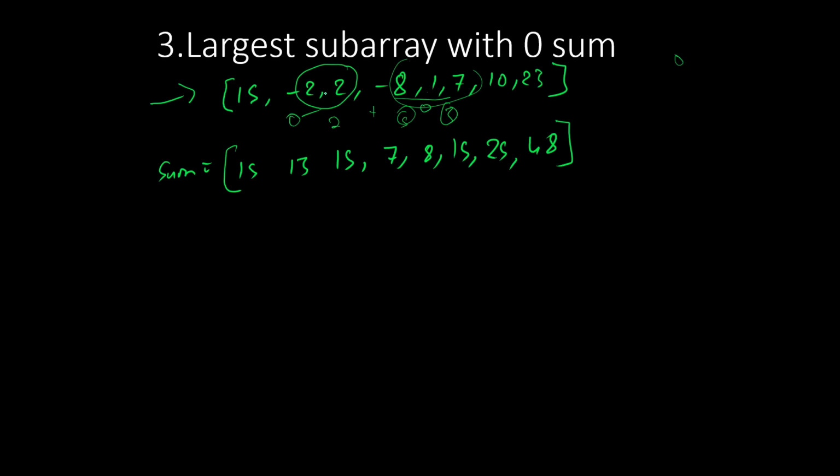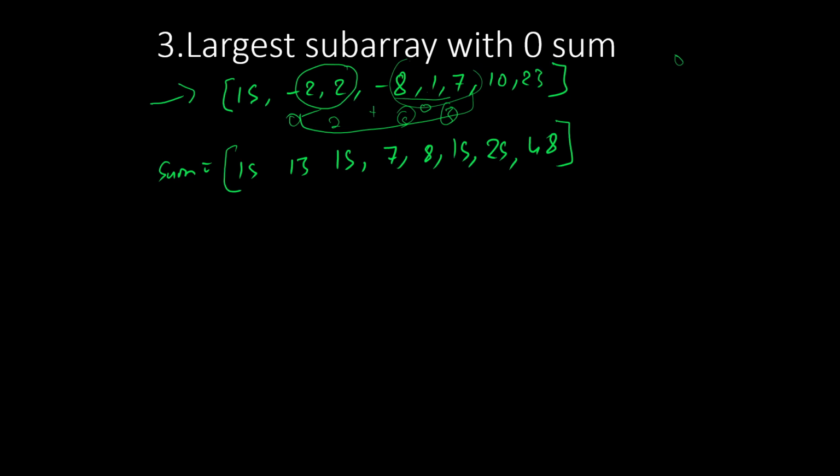I hope we have understood the basic meaning: we have to get the length of the subarray where the sum is 0. From minus 2 to 7 here, we get the sum as 0. So this is our answer in this question. I hope with that the basic understanding is clear.